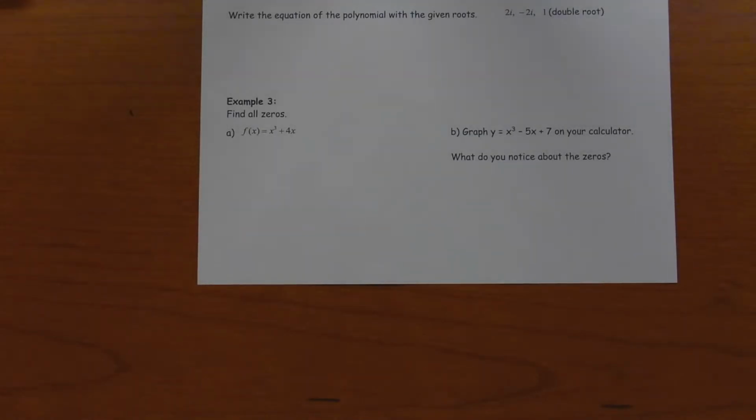Example B. Graph y equals x cubed minus 5x plus 7 on your calculator. What do you notice about the zeros? I'm going to go get my calculator right now.